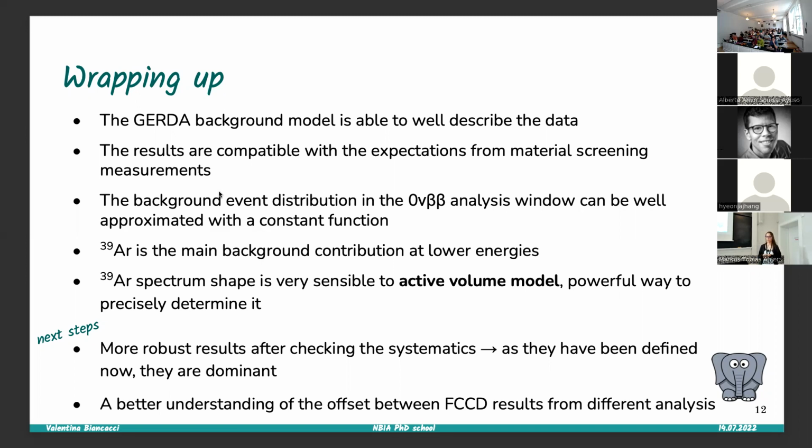Regarding the argon-39, we noticed that it is the main background that we have at lower energies, and it will also be important for future analysis for LEGEND. We noticed that the argon-39 spectrum is very sensitive to the active volume model, so we decided to use it to determine the active volume. The next step will be to give more robust results with the different systematics that we have. And we, of course, have this elephant in the room regarding the offset that we noticed for many years, also in previous GERDA results.